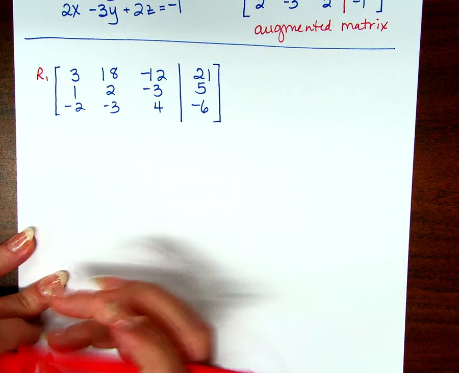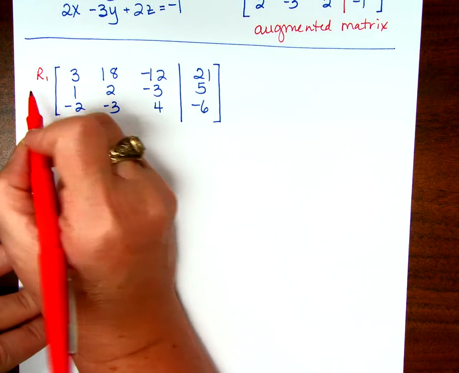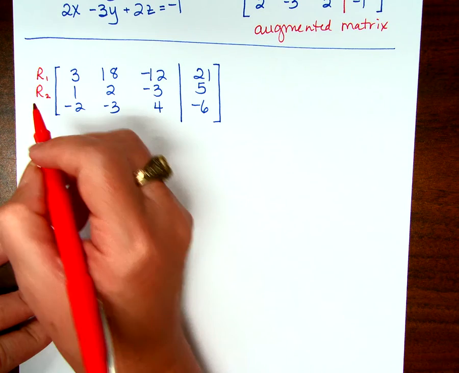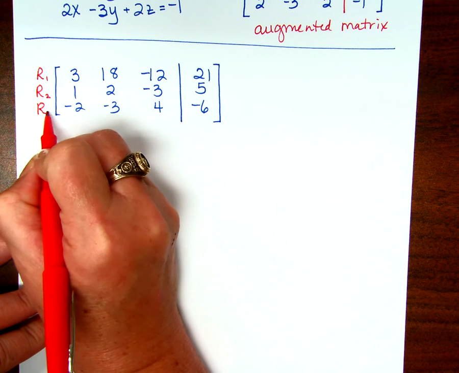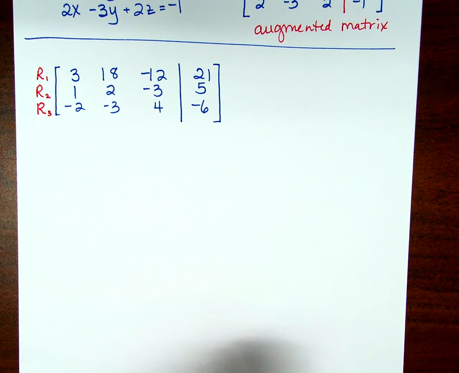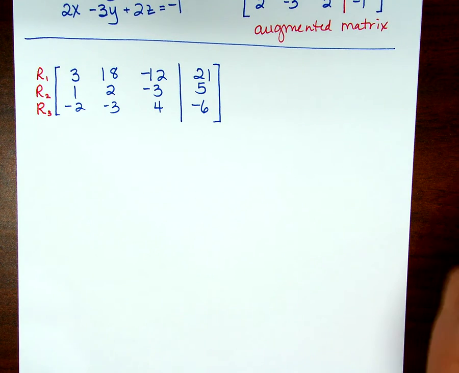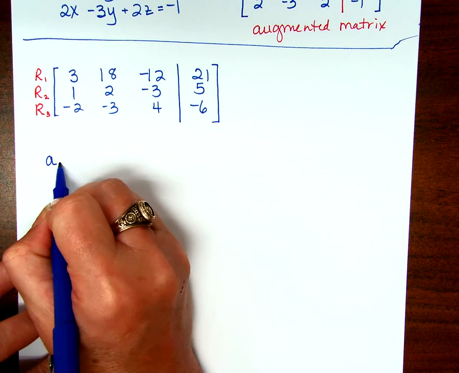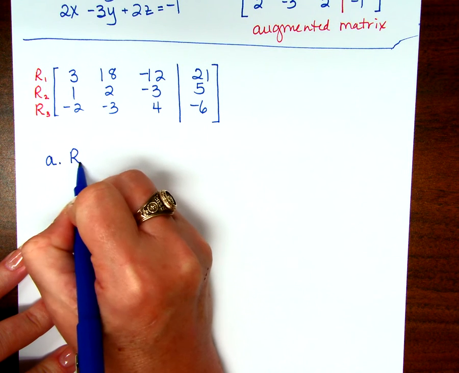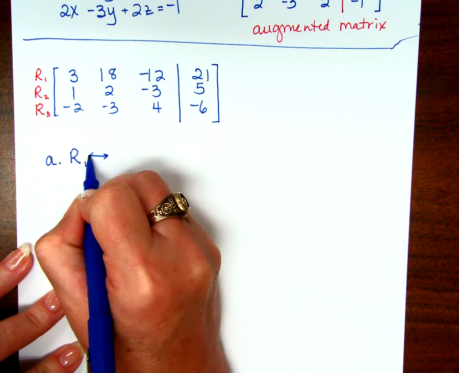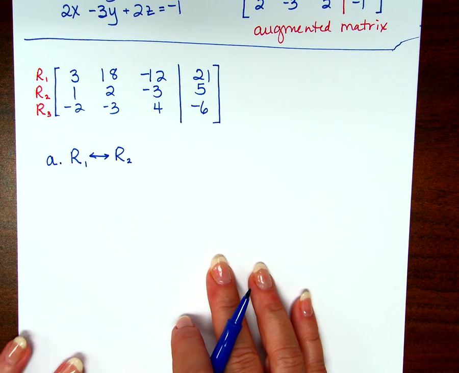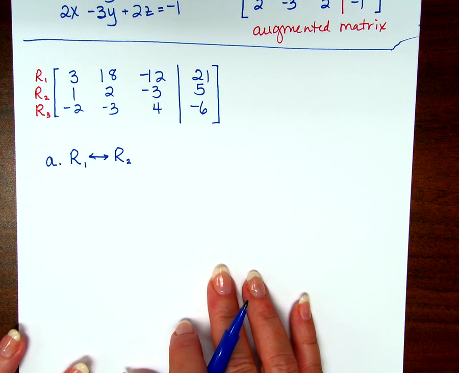Us calling that row 1. And row 2. And row 4. No, I'm just teasing. That's 3. Okay? So the first thing it's going to ask you to do, this is what it's going to look like. What do you think we should do with row 1 and row 2? Yeah, swap them.